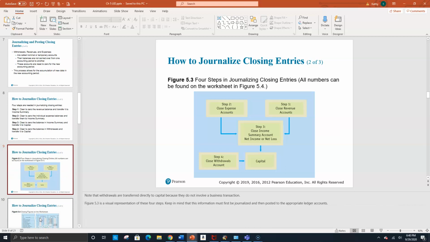Okay, so here's a little picture of how we do that. First we take our revenue accounts and we close them to income summary. Then we take our expense accounts and close them to income summary. So in your income summary, you're going to have your net income or your net loss. And then the balance in that account, you take the difference between your debits and your credits and you close it to capital. And then you take your withdrawal account and you close that to capital as well.